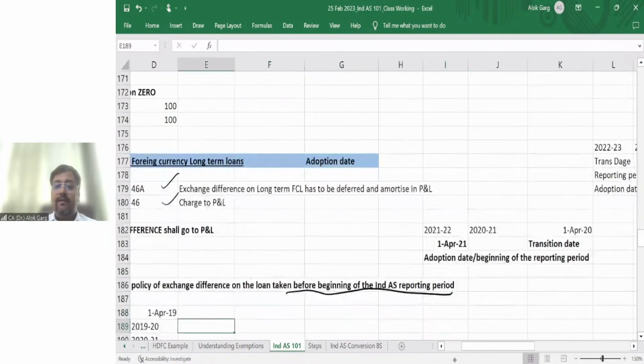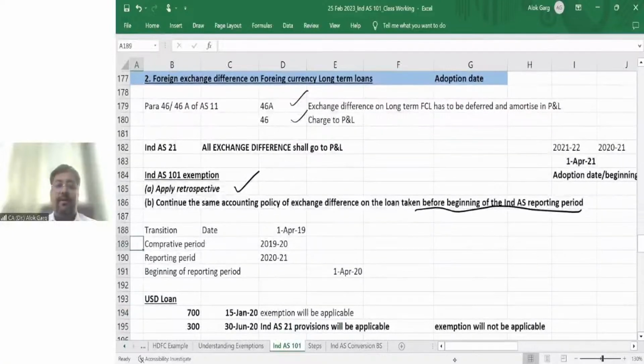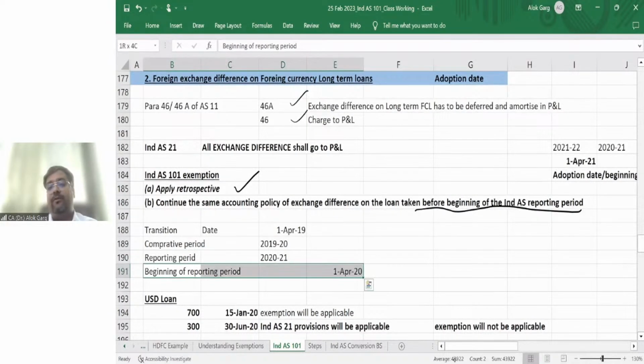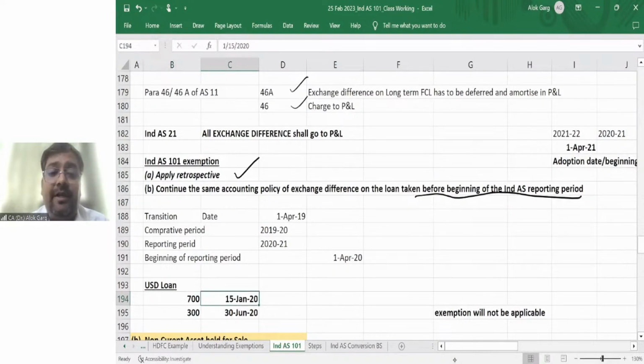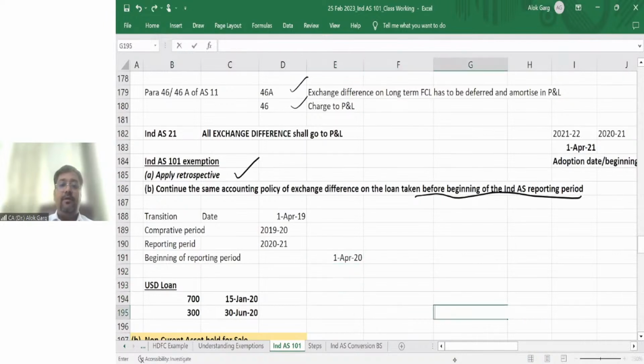Is it clear? Let's discuss with the help of this example. Transition date is 1st April 19, comparative period is 19-20, reporting period is 20-21, and the beginning of the reporting period is 1st April 20. The company has taken a USD loan of $700 on 15 January 20, meaning before the reporting period. On this loan, the exemption will be applicable. Whatever accounting the company is following under IGAP, the company can continue to follow under Ind AS.